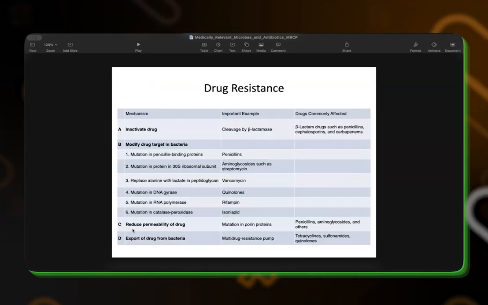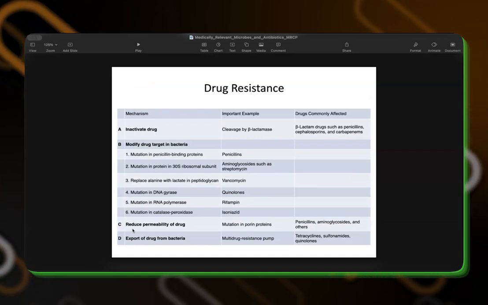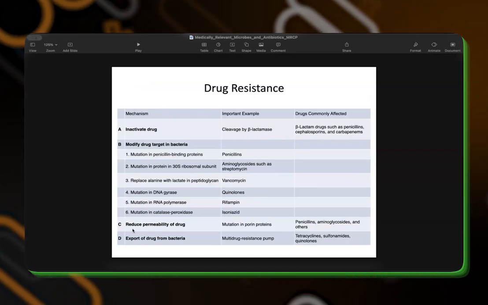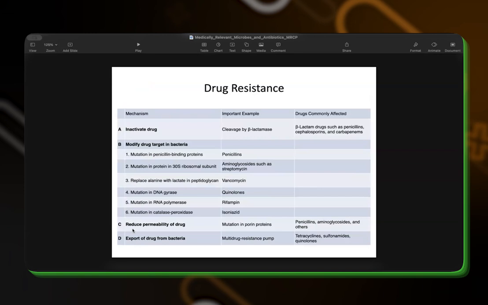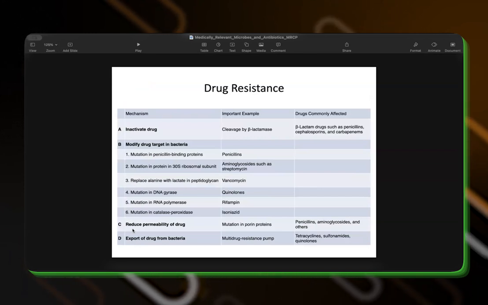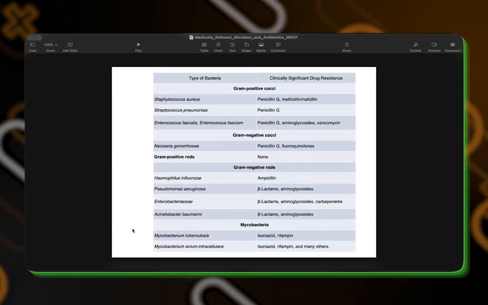We also spoke about drug resistance, what the various mechanisms are, and why it is important. You will be seeing more and more drug resistance as you come into your practice.